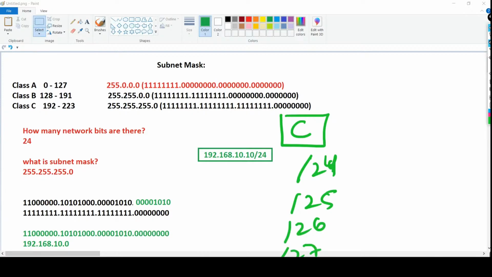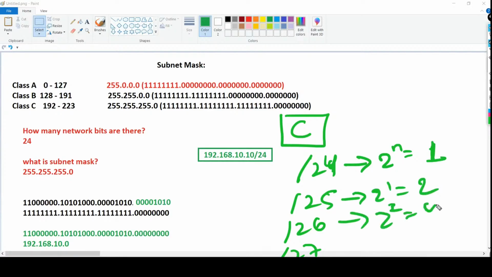So here the number of networks is 2 to the power n, where n is 0, because 0 network bits go into host bits. So the network will be 1. Here the number of networks will be 2 to the power 1, meaning 2. Here it will be 2 to the power 2, meaning 4. Here it will be 2 to the power 3, meaning 8.